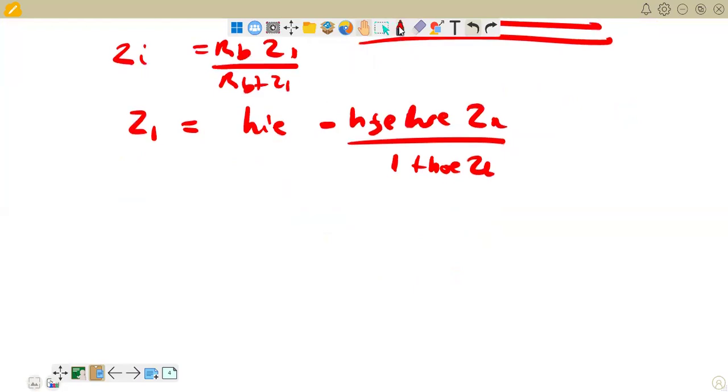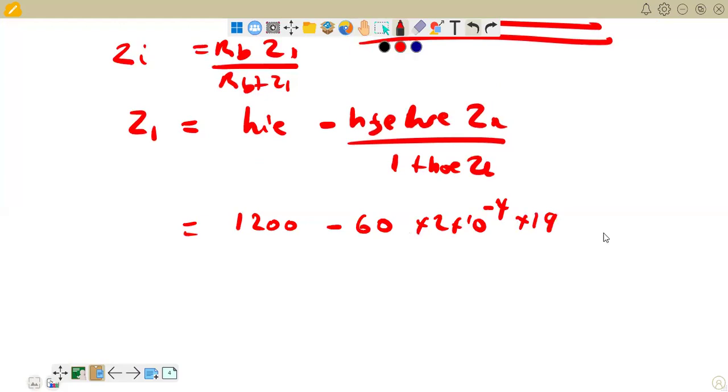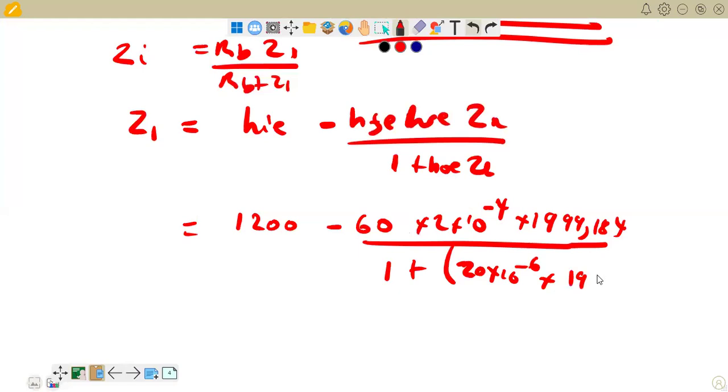Right, so let us substitute HIE. We have it. What is it? That's 1,200. That's 1.2 times 10 to the power of 3 there. It's the same as 1,200, right? Minus 16, that's HFE, multiplied by 2 times 10 to the power of -4, right? Multiplied by ZL, and apparently that's 1,999.184 that we've just calculated, right? Divided by 1 plus, right, HOE times ZL, that's a multiplication there. So we are saying that's 20 times 10 to the power of negative 6 multiplied by 1,999.184, right? So if we punch this on the calculator, that will give us 1,176.934 ohms, right? That's marking our Z1.